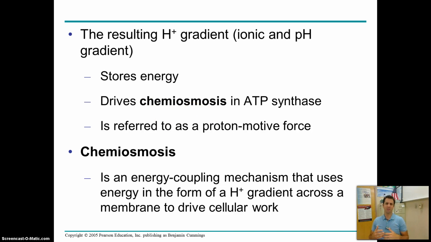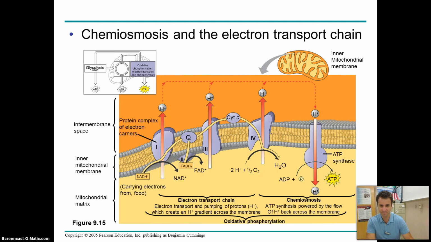Remember, osmosis is a term that only applies to water, but in this case we're converting it to chemiosmosis. A chemical is doing osmosis. I don't know why they don't call it chemidiffusion or something, but in any case, this is a proton motive force, okay? We couple the energy of these hydrogen ions moving back through the membrane, through the ATP synthase, to drive and to do work.